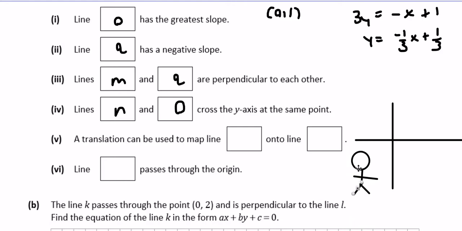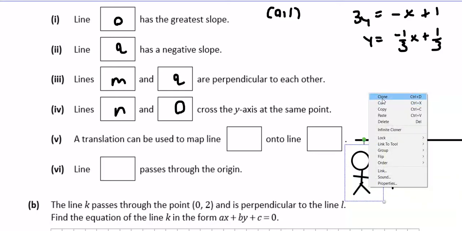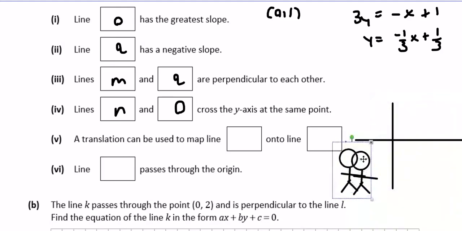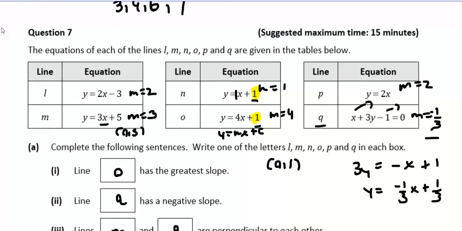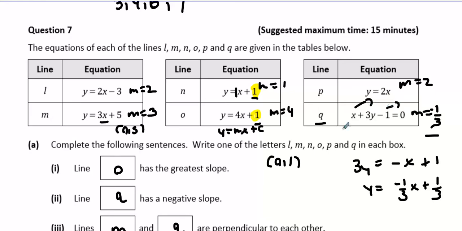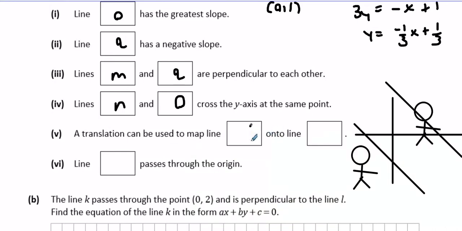So if this is actually a true translation, what would happen is you end up moving it to another part in the graph. So it starts here and you move it and it's the same shape. So essentially there's no changing of angles. So the only thing you can translate would be 2 parallel lines. Parallel lines are the only things that you can really translate. So which ones are parallel to each other is what we should be looking for next. y equals 2x and y equals 2x minus 3. They're parallel. So let's use L and P. You could also say P could be mapped onto L.